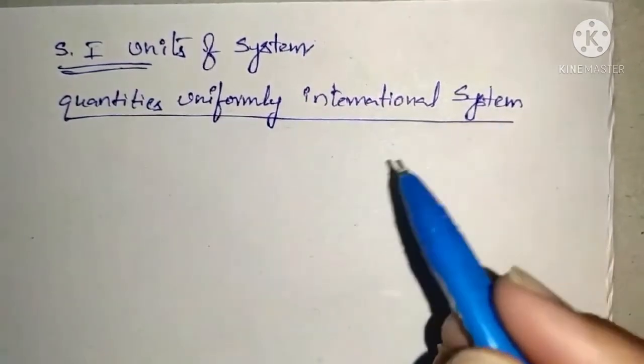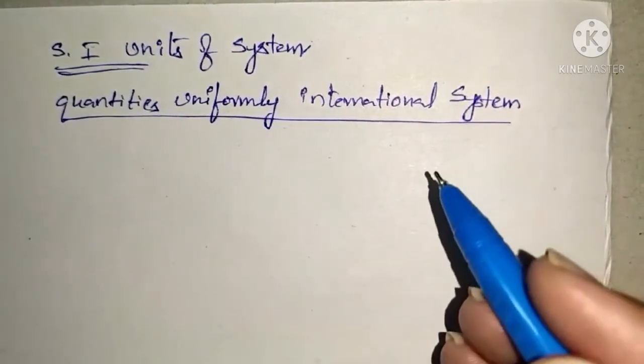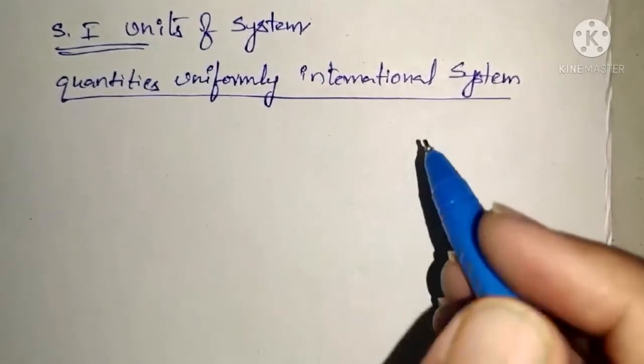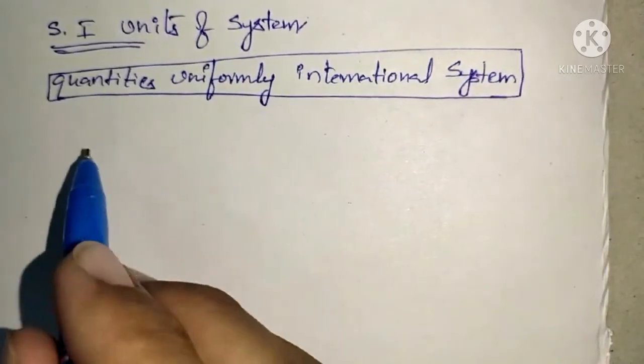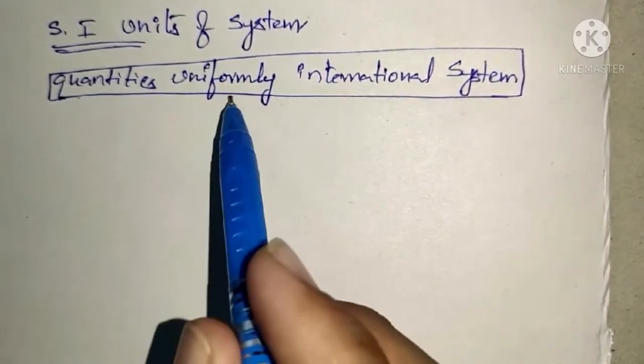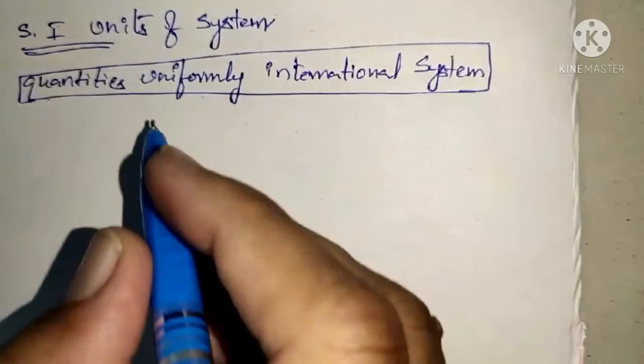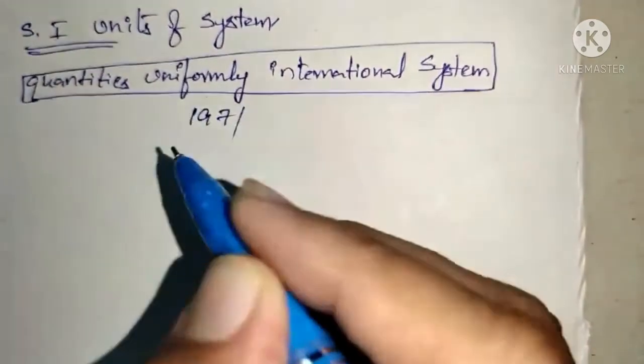That's why the scientists evolved this new system, which we call the SI system. The actual purpose they evolved the SI system is to measure physical quantities uniformly in the international system. It was introduced in the year 1971.